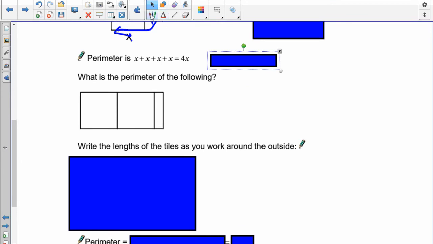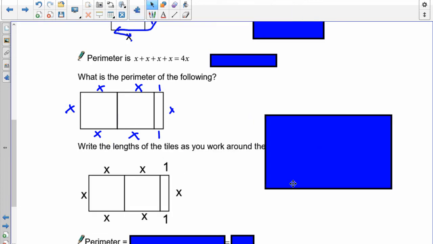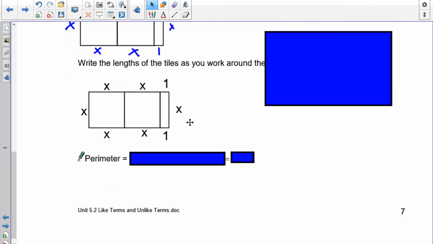Again, as you start to go through this, you have to take a look at what are the blocks here. What are the lengths? Well, this length here, that's an x. This length here, that's an x. This length here, well, it's the same size as one of the small squares, so that's a 1. This here is the same length of an x. And again here, another 1, and an x, and an x, and an x. Now when you add all of these up, you're going to have 6 x's and 2 1s.